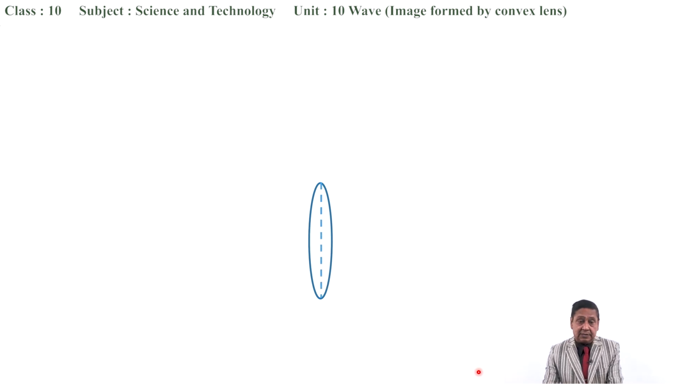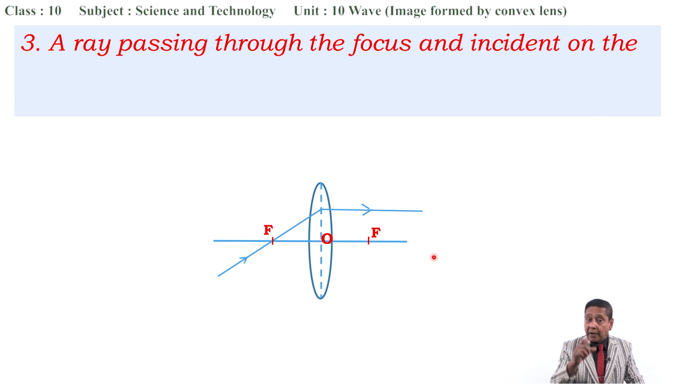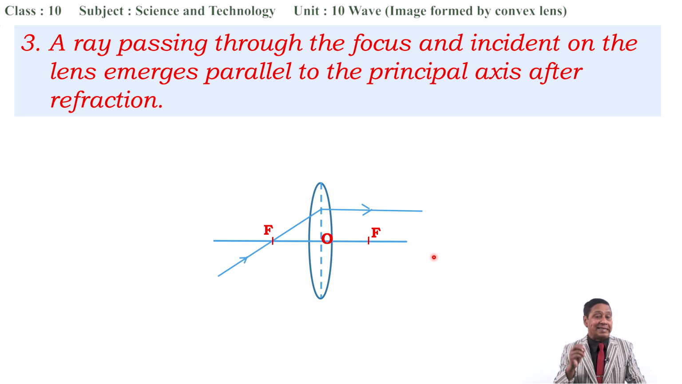Now let's have the third. This is the convex lens, this is the bisector line, this is the principal axis, and this is the optical center, and we have focus on both the sides which are equidistant from the optical center. And if a ray of light comes through the focus and strikes the surface of the convex lens, then what happens? It emerges parallel to the principal axis. This can be written this way: a ray passing through the focus and incident on the lens emerges parallel to the principal axis after refraction.